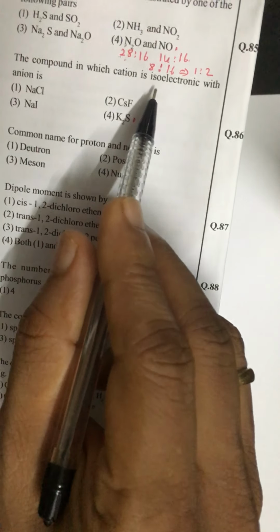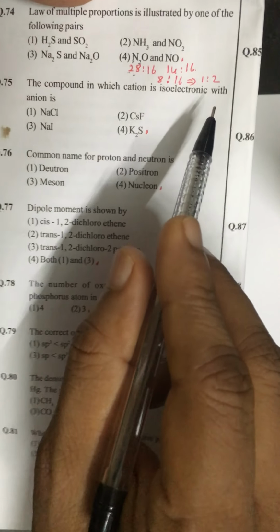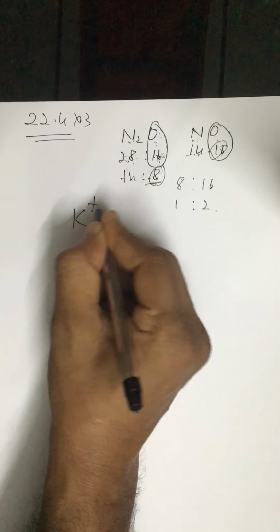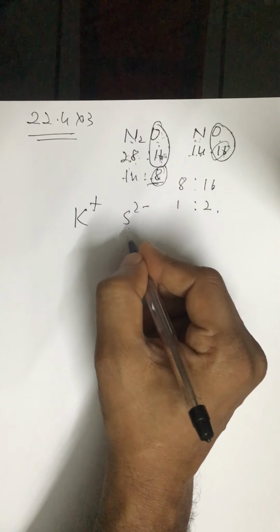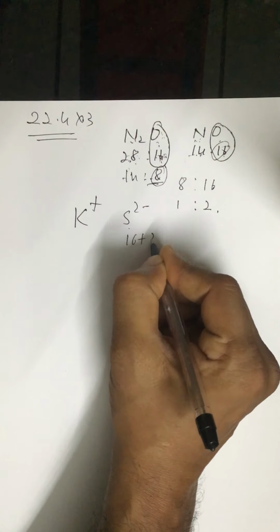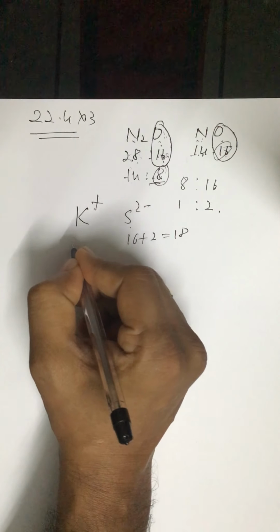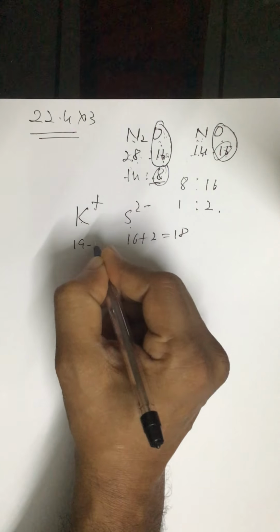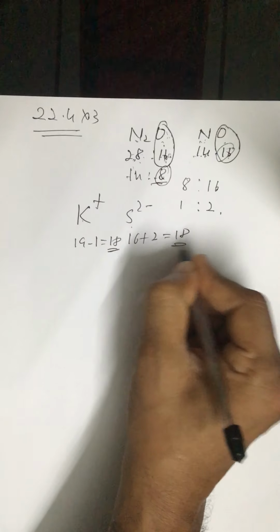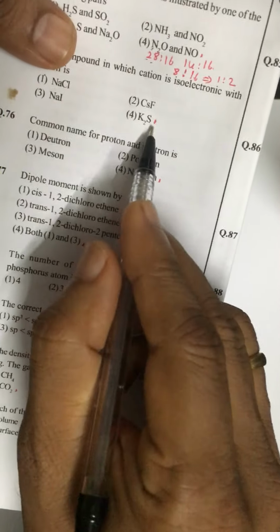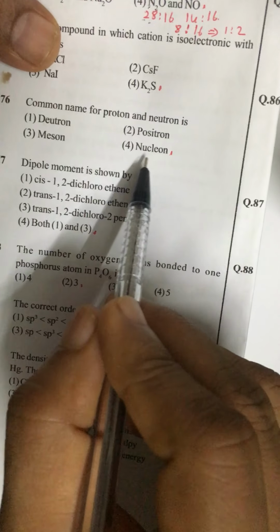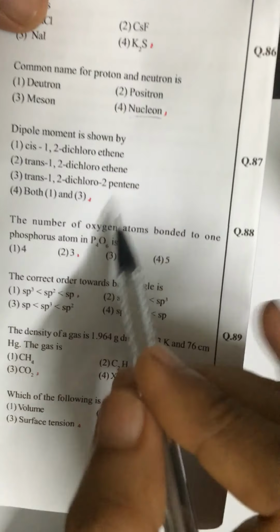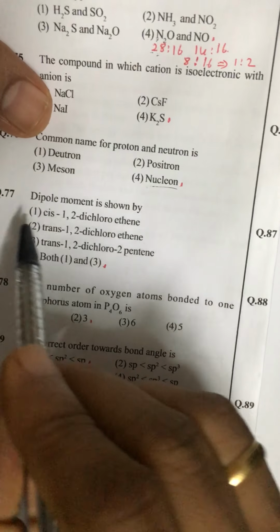75. The compound in which the cation is isoelectronic with the anion is K2S. In K2S, it is K positive and S2 negative. Sulfur atomic number is 16 plus 2 electrons, 18, and this is 19 minus 1, that is equal to 18 electrons. So these two are isoelectronic. Question number 76. The common name of proton and neutron is nucleons, which are present inside the nucleus.